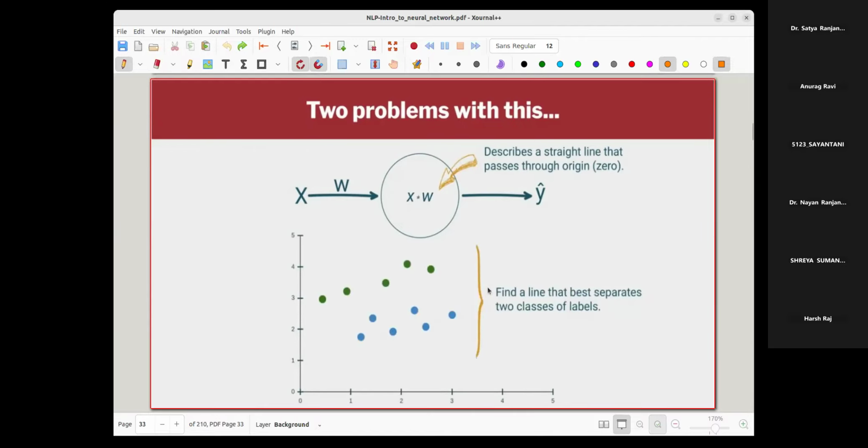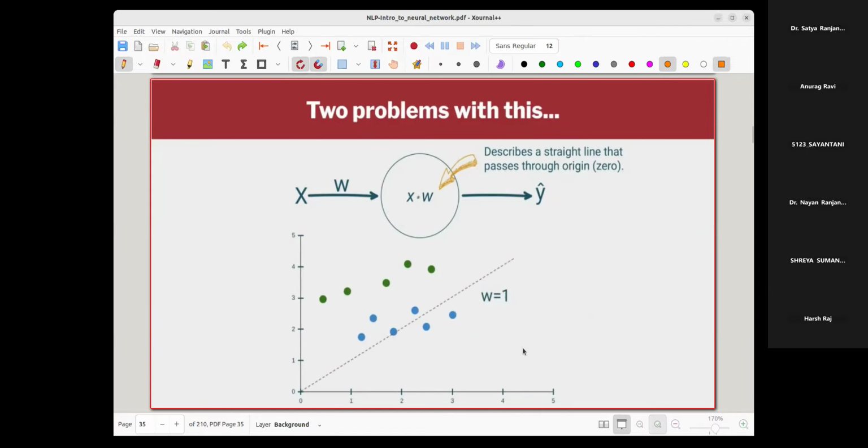But think of a scenario. You have to classify two classes of points. Some points are green, some points are blue. That means we have to find a line that best separates these two classes, so that any point above the line becomes green and any point below the line becomes blue. But if I use this function, what will be the possible lines? Let's say Y is either 0 for green or 1 for blue.